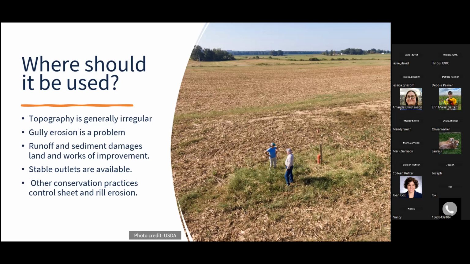So where exactly should WASCOBs be used? This practice applies to sites where the topography is generally irregular, gully erosion is a problem, runoff and sediment damages land and works of improvement, and stable outlets are available. And then WASCOBs alone may not be sufficient to control sheet and rill erosion on sloping upland areas. So additional practices may be needed to adequately protect sloping upland areas from erosion and protect downslope water quality.